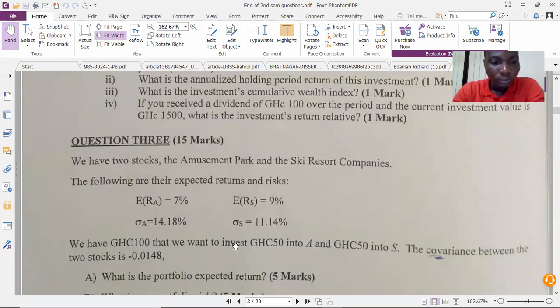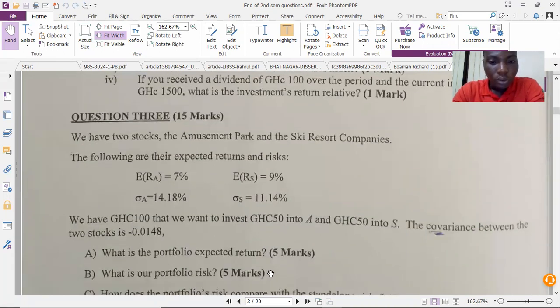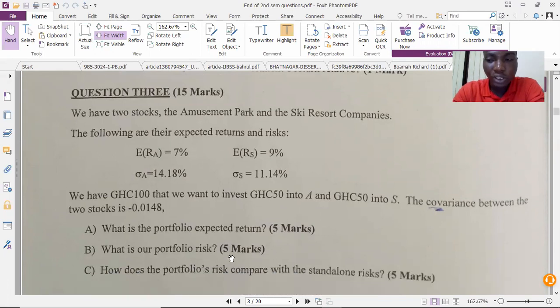So if you have 100 Ghana cedis and you invest 50 in A and 50 in B, given a covariance of negative 0.0148, what is the portfolio expected return and the portfolio risk?